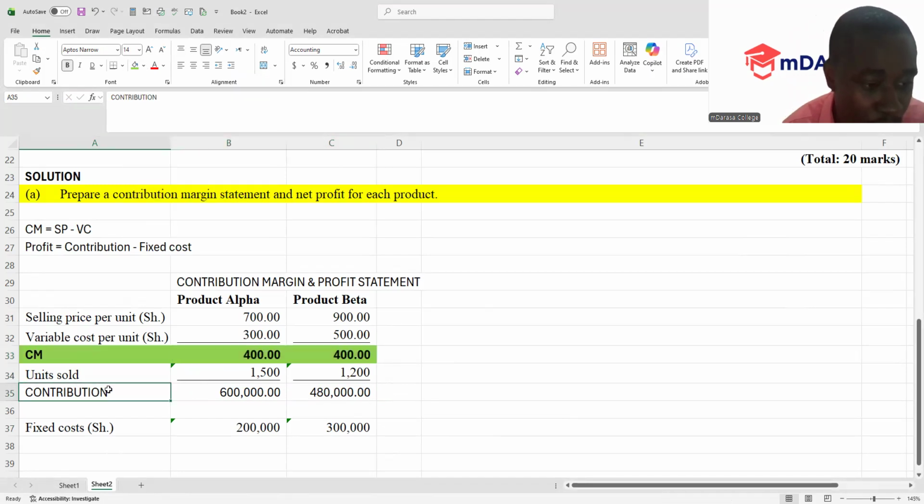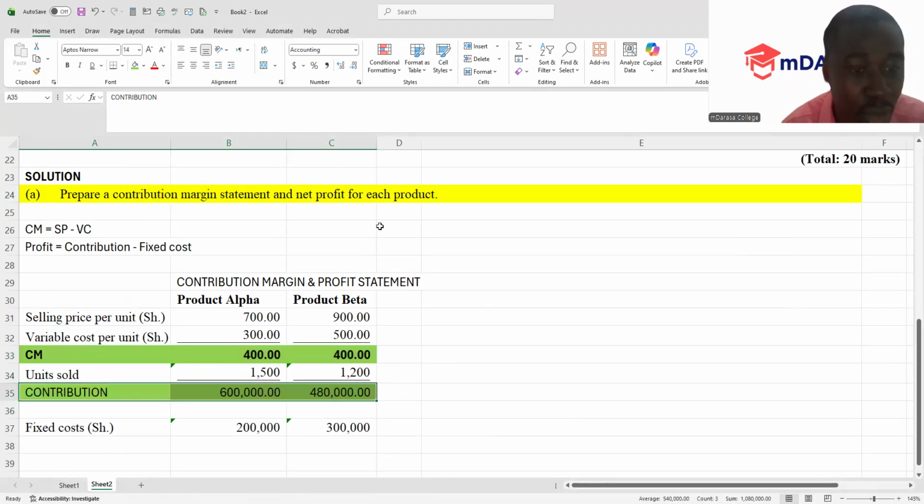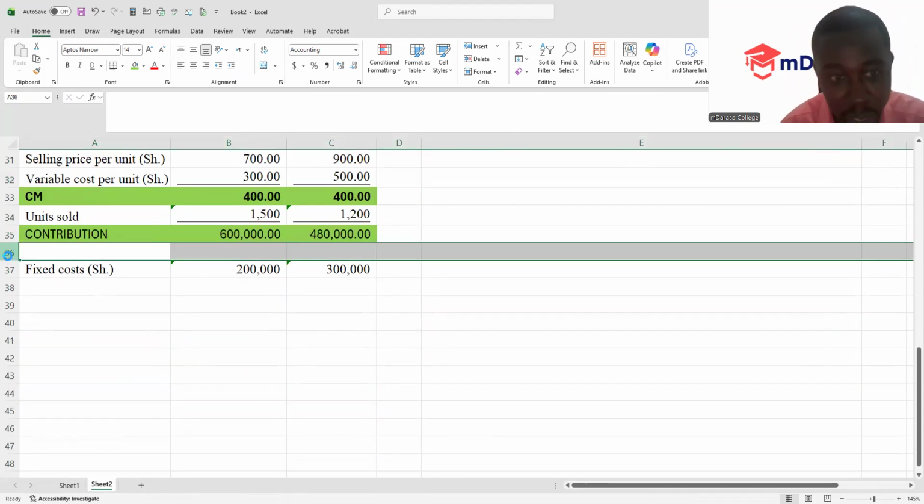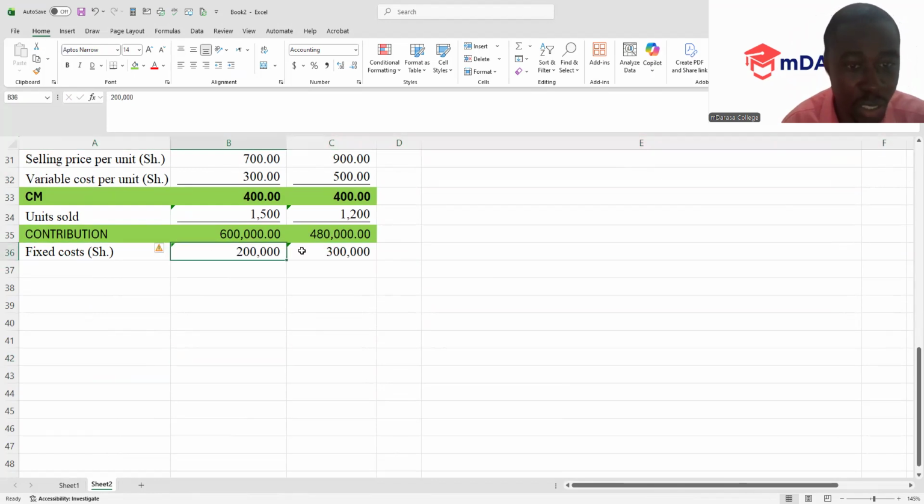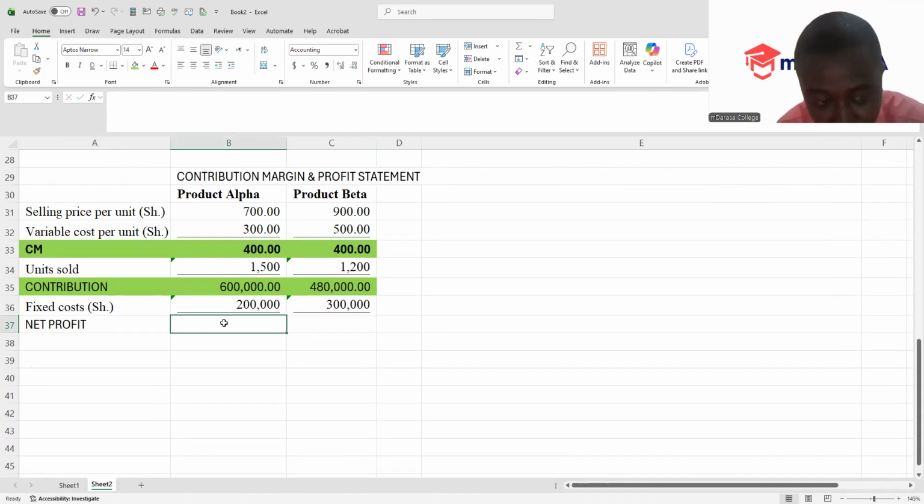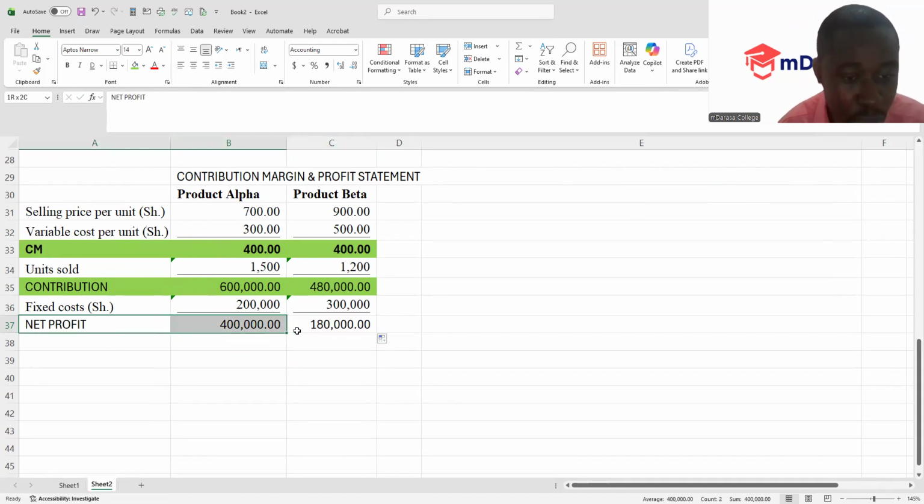What you're having here are the contributions after we have multiplied by the number of units. We are required to determine our profit, so our task will be easy. We take our net profit to be our contribution minus our fixed costs, which gives us the net profit as required.